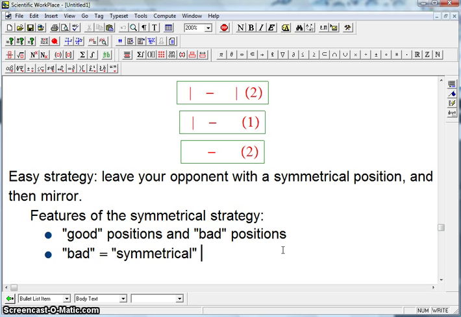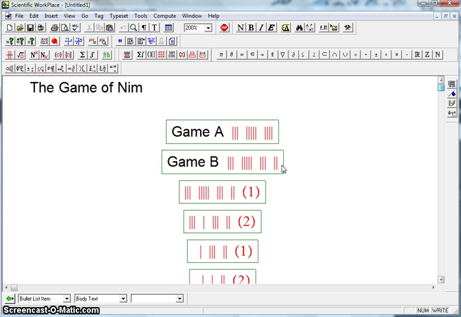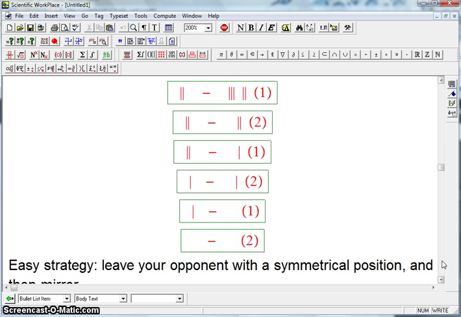We saw that being forced to play from a symmetrical position is bad if your opponent knows the symmetrical strategy. So positions group into two categories: the bad ones, the symmetrical, and the good ones. In this version, that's basically everything else, although we could put a question mark on that because it's not absolutely clear. There might be better or worse positions among the non-symmetrical ones. For example, game A and game B up here: game B is a great position to start because you can easily convert it to symmetrical. Game A, not so much. So that's where we're going to have to do a little more work.